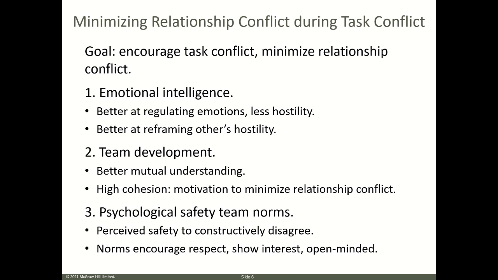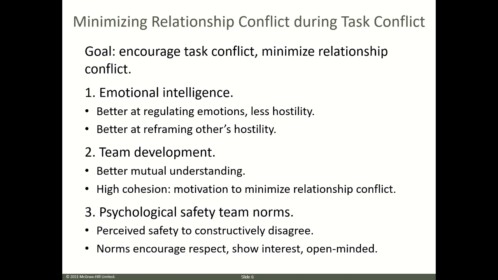Next, we have minimizing relationship conflict during a task conflict. So there are two conflicts: task conflict and relationship conflict. First, the focus should be to reduce the relationship conflict more as compared to the task conflict. This is the goal: to encourage task conflict and minimize relationship conflict. If there is a task conflict, there is no problem, no big issue. But if there is a relationship conflict, there can be a problem. So the focus should be on minimizing the relationship conflict.